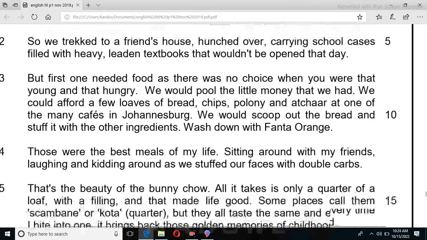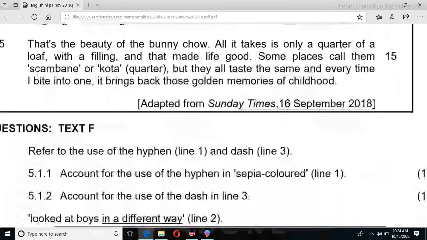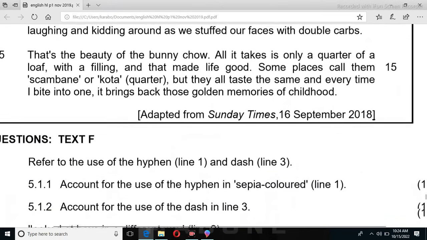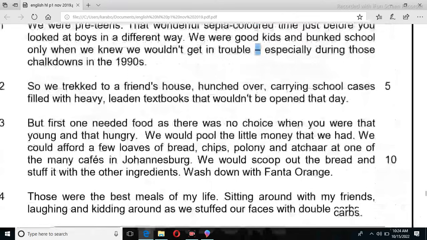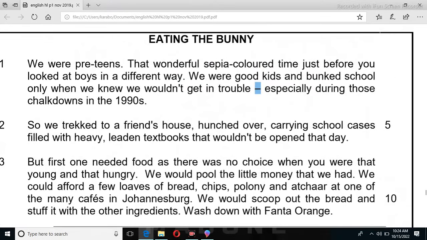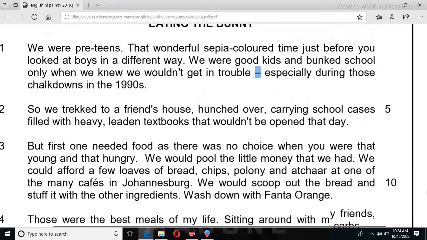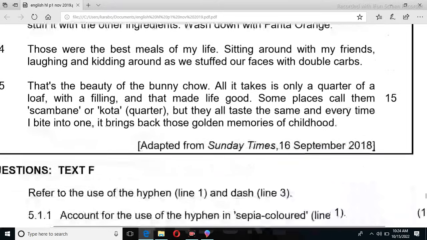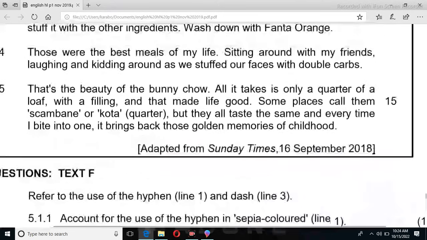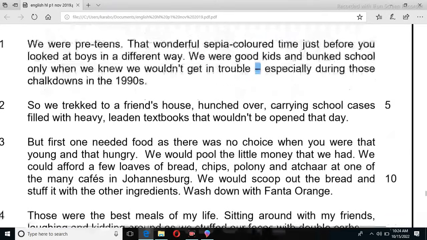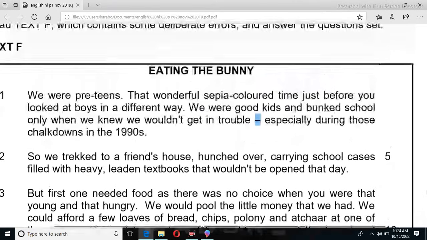Now they're going to say, account for the use of the dash in line 3, right? So when you're reading this thing, you can see a dash in line 3. So what are they saying? Just wait a bit. In line 1. Okay, guys. In line 1, this is a dash. This is a dash. This is a dash.